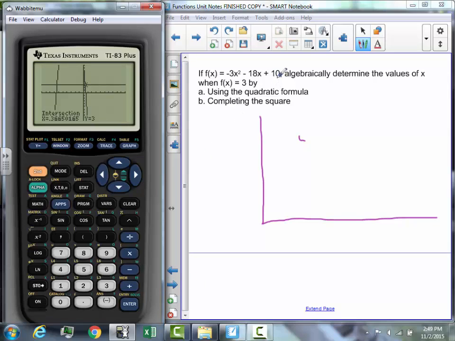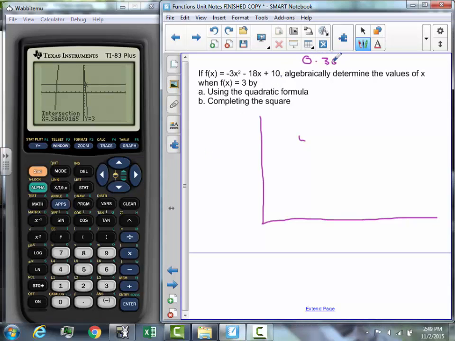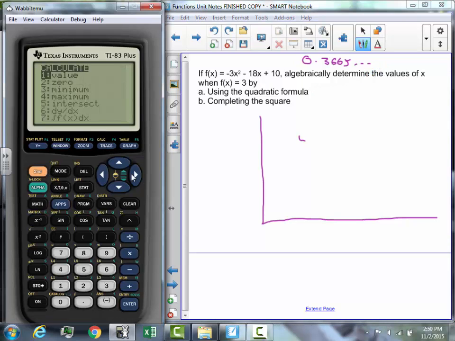I got 0.3665. Okay, well that's where the other one is, possibly. And then did you get 3 for one? I got 6.366.